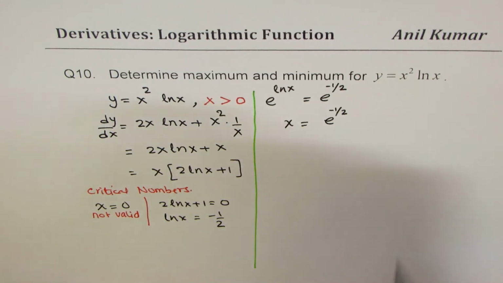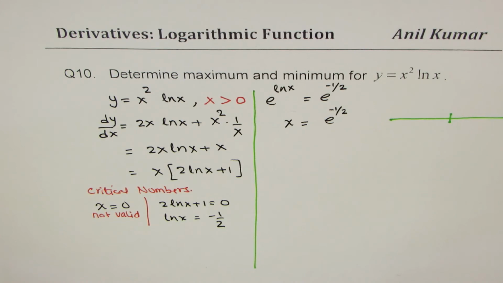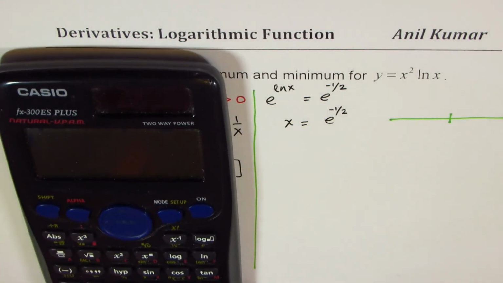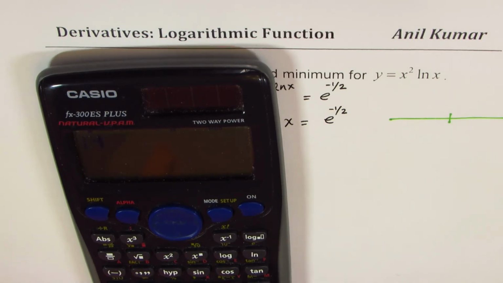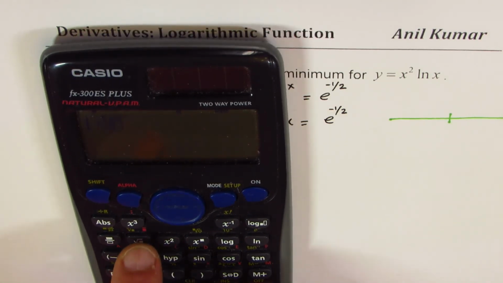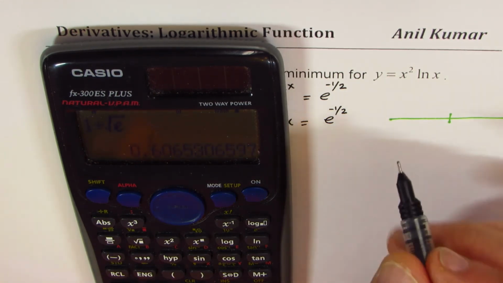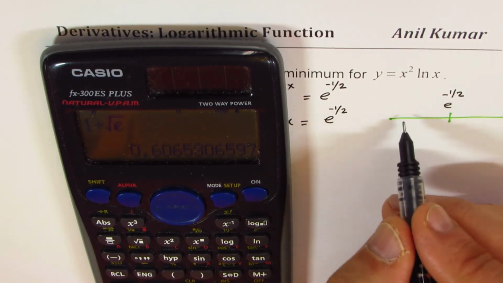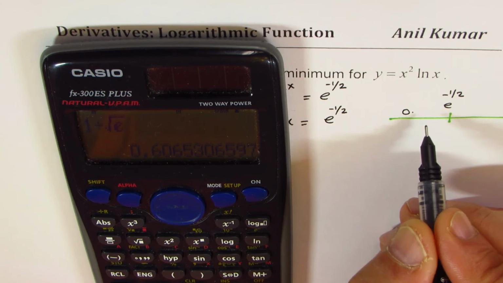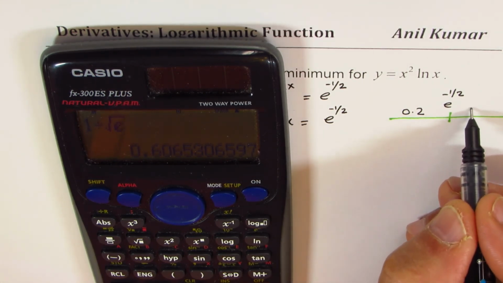So we have this critical number here. What is the value of e to the power of minus half? So 1 divided by square root of e, which is equal to 0.6. So we can take a value, this is like e to the power of minus half. So on the left side, let me take a value which is 0.2, and on the right side we can take a value which is say 1.